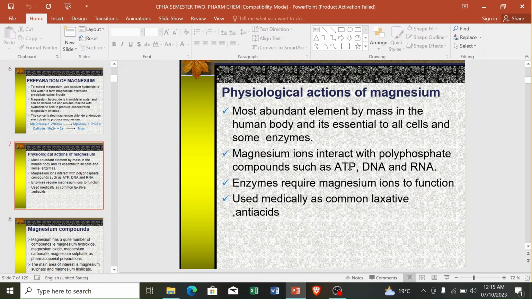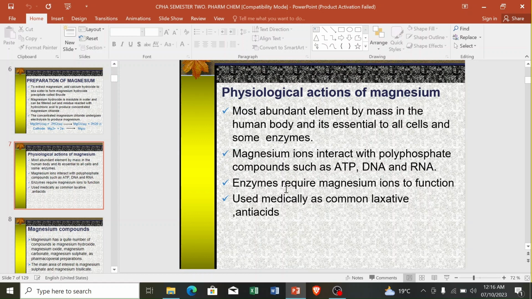Magnesium ions interact with polyphosphate compounds such as ATP, DNA, and RNA. These are our polyphosphate compounds that we need to know. We have ATP, we have DNA, and then RNA. Magnesium interacts with them. That becomes another physiological role.